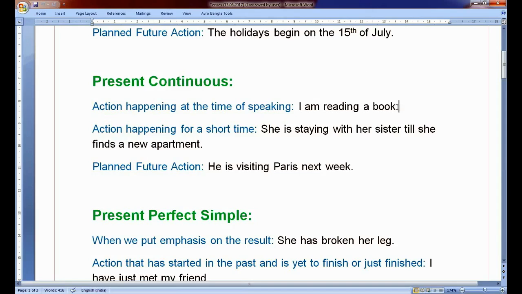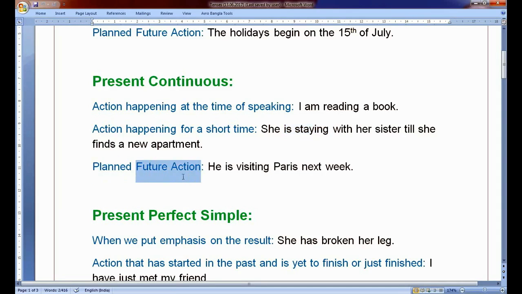Let us consider the example given here. I am reading a book, which is a real-time action. Secondly, we will move on to action happening for a short time, which means that this is a temporary action and it's likely to change in the future. Example, she is staying with her sister till she finds a new apartment. Is staying means it is a temporary arrangement unless something new happens to come about her way.